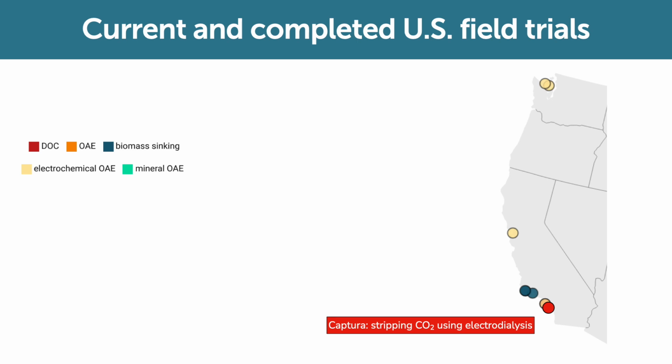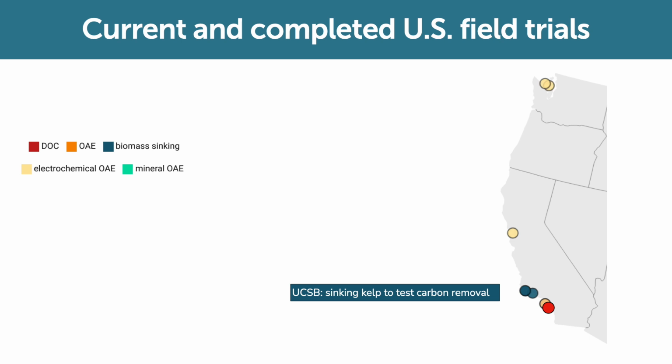Also at AltaSea, a different mCDR startup, Captura, is experimenting with a direct ocean capture system, which is powered by renewable energy. It's using electrodialysis technology to capture CO2 directly from seawater and deliver it as a measurable stream that can be permanently sequestered or utilized, then returning CO2-depleted seawater to the ocean to absorb additional CO2 from the atmosphere. California is also host to a few projects exploring the efficacy of macroalgae sinking.